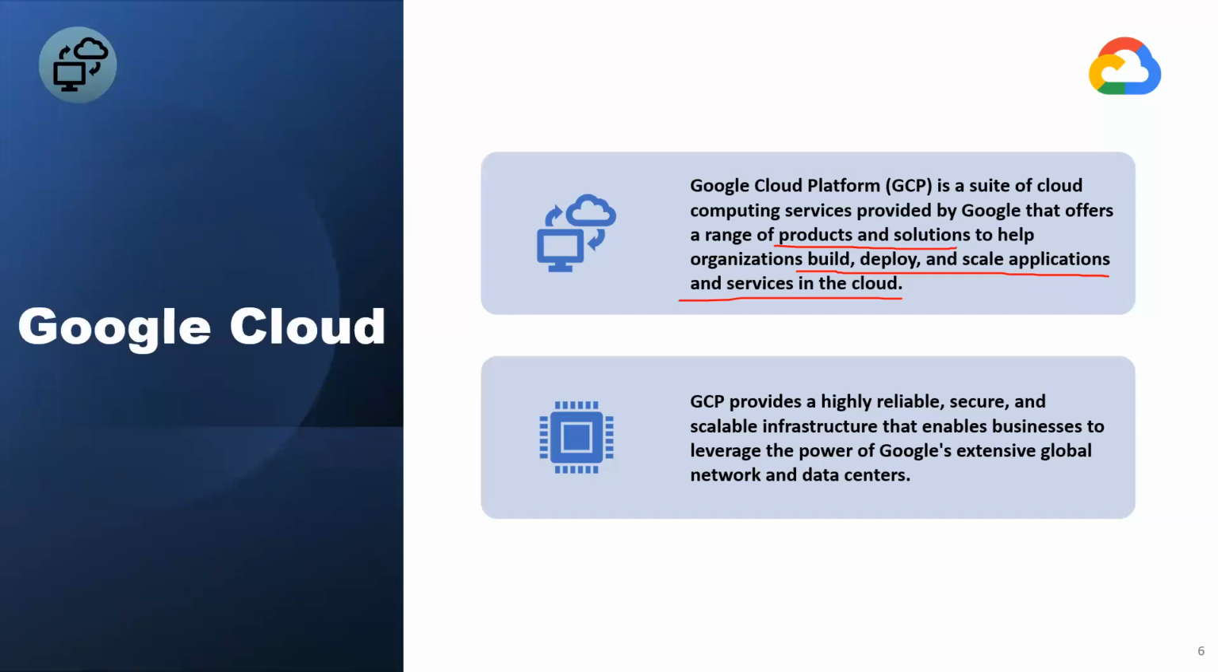So Google Cloud is one of the leading cloud providers. It helps you to build, deploy, and scale applications and services in the cloud. Okay, and it provides a highly reliable, secure, and scalable infrastructure that enables businesses to leverage Google's extensive network and data centers. Google Cloud Platform has plenty of infrastructure, divided into multiple locations and data centers. So whenever you deploy an application, it will be deployed on top of this infrastructure only.